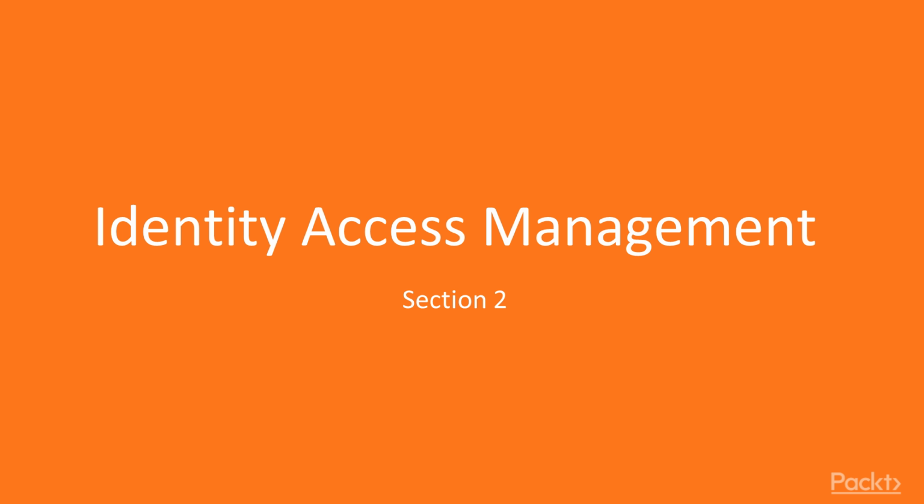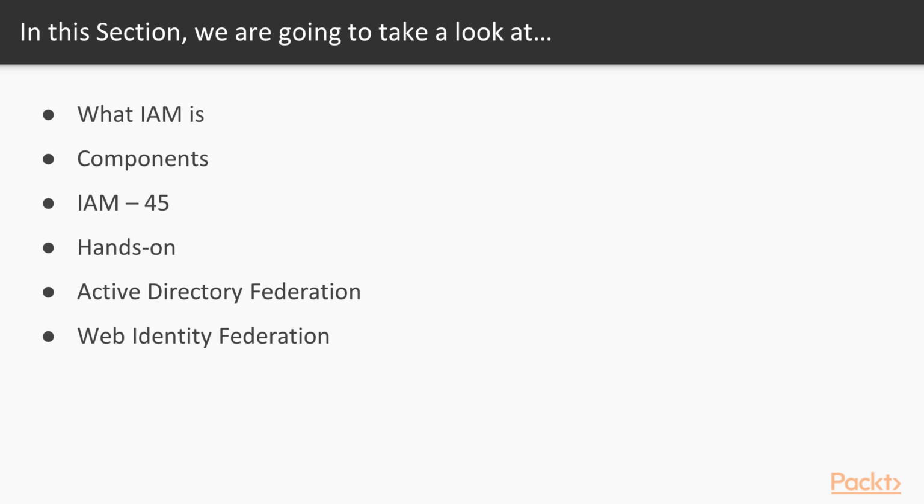Welcome to the second section of the course, which is Identity Access Management. In this section, we will learn what IAM is. We will learn what the components of IAM are, such as users, groups, roles, and policies. We will do some hands-on tutorials on IAM. We will learn about Active Directory Federation and Web Identity Federation, as well as reiterating the key takeaways and have a small quiz.